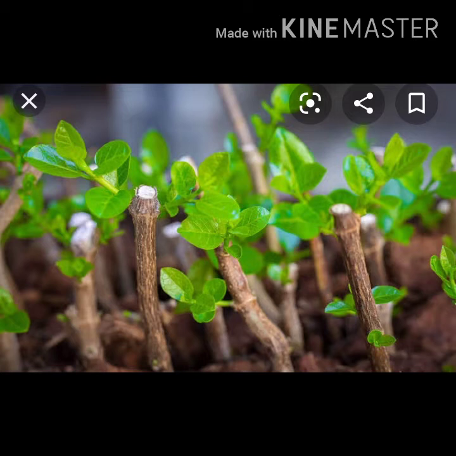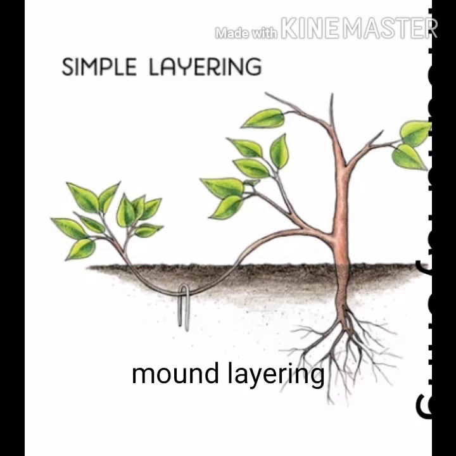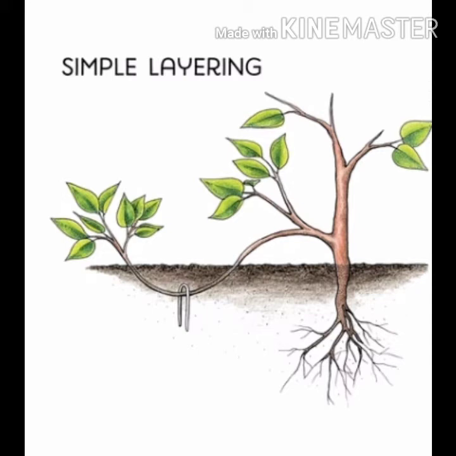Okay, next is layering. In this method, the roots are artificially produced on the stem or branches before they get detached from the parent plant for propagation. There are two methods of layering: mound layering and air layering. In mound layering, a branch of the plant that is usually growing parallel to the soil is pulled towards the soil, and the part of the branch that is in close contact with the soil is covered, leaving the tip of the branch exposed above the ground.